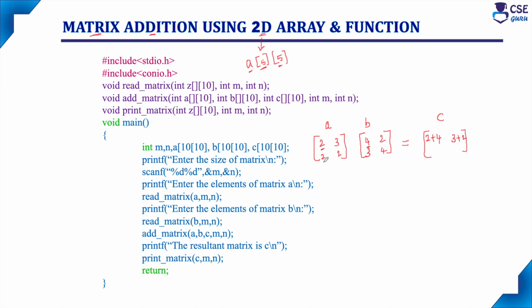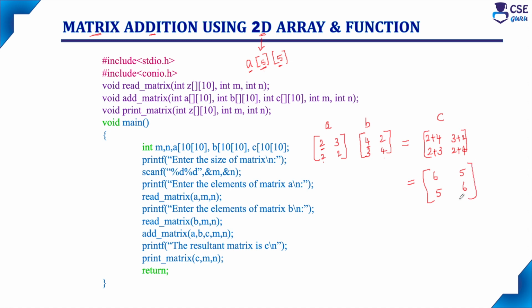Similarly, the second row, first column value of A should be added with the second row, first column value of B. Then we will get the second row, first column value of C. Similarly, the second row, second column value of A should be added with the second row, second column value of B. Then we will get the second row, second column value of C. So the resultant matrix we will get here is 6, 5, 5 and 6. So this is nothing but matrix addition.